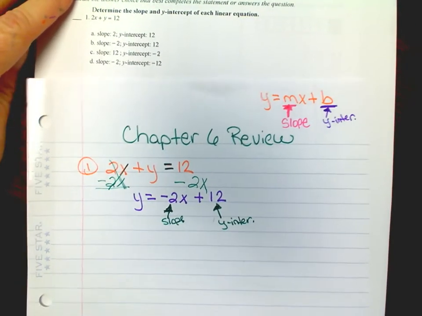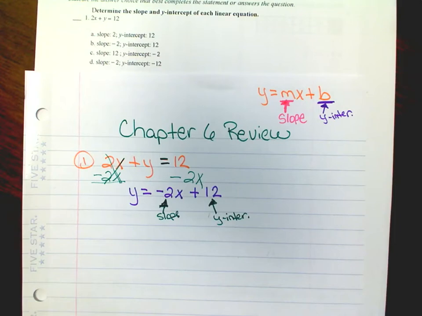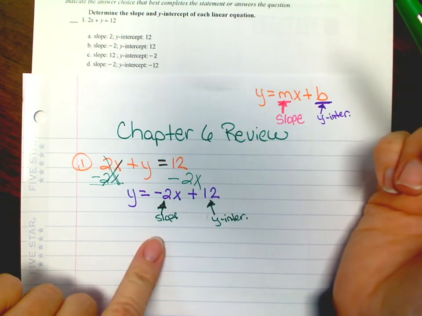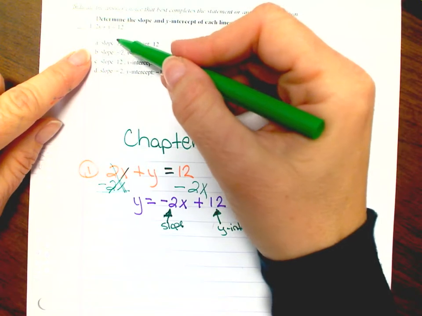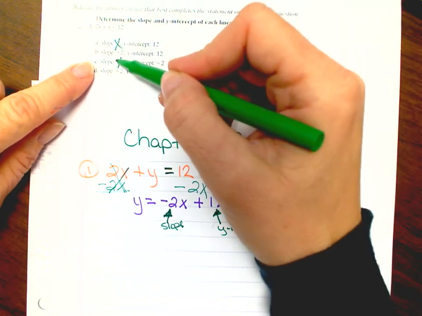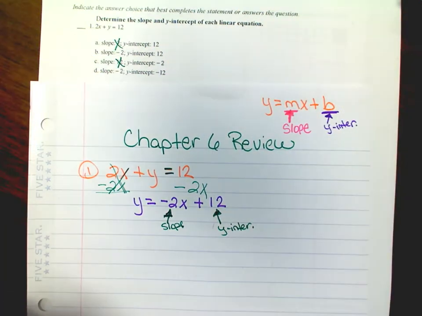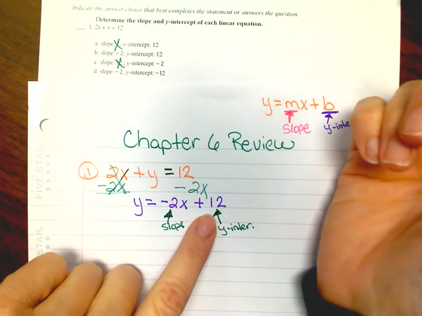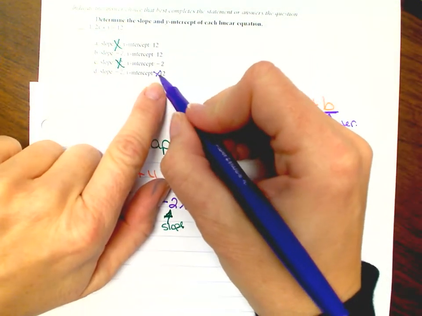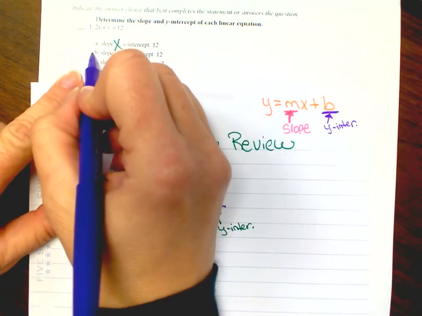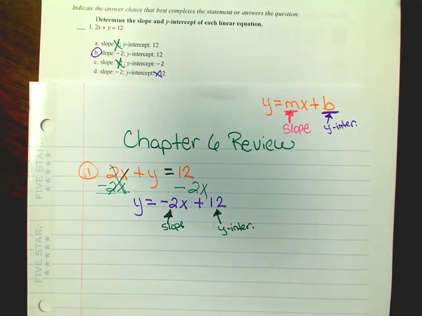So let's look at our answer choices. Well, if I know the slope is negative 2, it says slope is 2, nope. Slope is 12, nope. Okay, so now I'm down to 2 choices. And it says y-intercept is 12. Well, D says it's negative 12. That's wrong. So my answer is B.